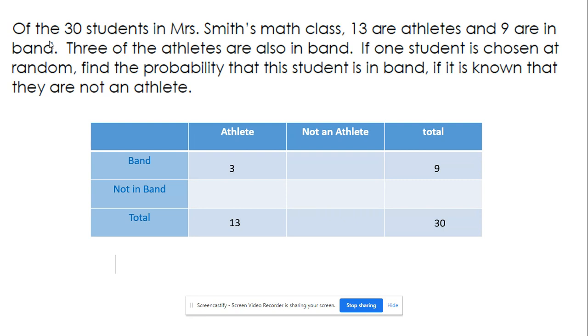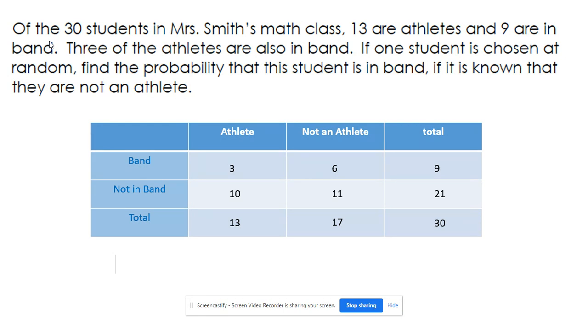We'll come back to the question in a little bit. Let's finish filling in this table. There's many ways to begin, but we're essentially going to either add or subtract parts in your rows or columns to get the rest of them. So we can find that we have 10 that are not in band but are an athlete by subtracting 13 and 3. We can find that there are 6 that are in band that are not an athlete by subtracting 9 and 3. And 21 from 30 minus 9. I think you get the idea. So here's our table. So now let's go back to the question.